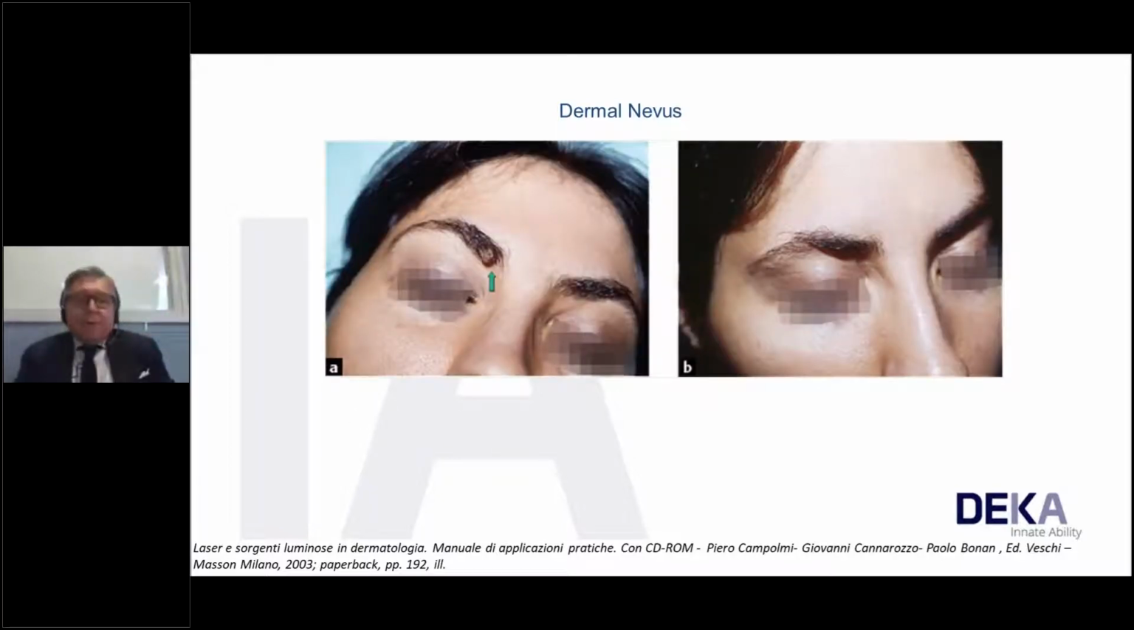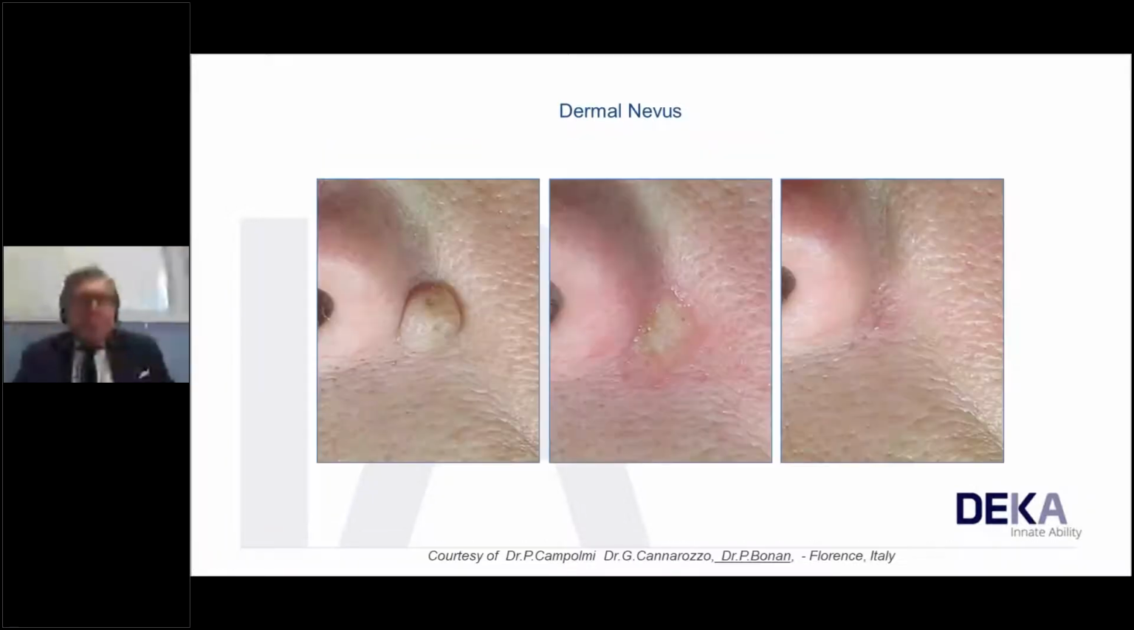Dermal nevus of eyebrows. We treat these dermal nevi in 1 session with a freehand and SP pulse, and we got good results and hair regrowth. In the lateral wing of the nose, we have the complete vaporization of the dermal nevus, and after 20 days, 1 month, you see the results.